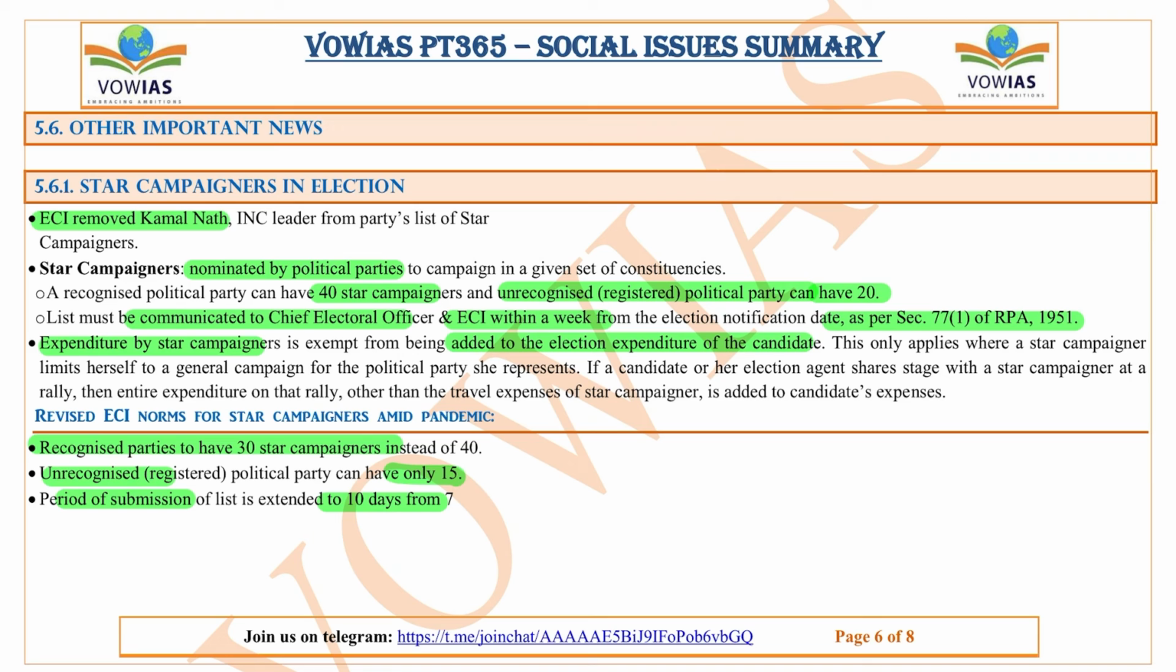And this only applies where a star campaigner limits himself to a general campaign for the political party which she represents. If a candidate or her election agent shares stage with a star campaigner at a rally, then the entire expenditure of that rally, other than the travel expenditures of the star campaigner, is added to the candidate's expenses. So these are the important things we need to remember. Okay, so this is the important information about star campaigner.